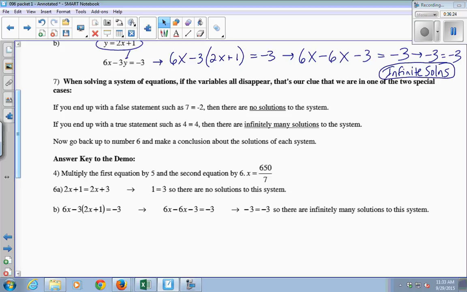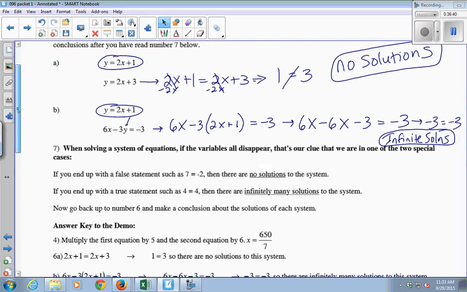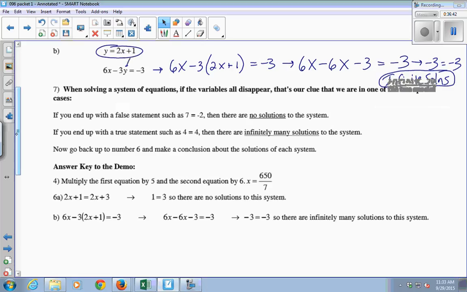So this is just a little summary of what we just came up with, right? When you're solving a system of equations, if all the variables disappear, that's our clue that we're in one of two special cases. Okay? If you end up with a false statement, like we did in part A, where 1 equals 3, right? So if you end up with a false statement, there are no solutions to the system. If you end up with a true statement, like 4 equals 4 or negative 3 equals negative 3, that means there are infinitely many solutions to the system.